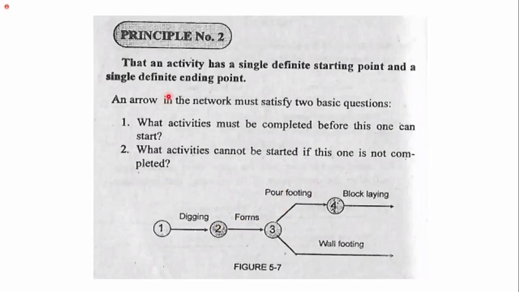Principle 2, that an activity has a single definite starting point and a single definite ending point. An arrow in the network must satisfy two basic questions. What activities must be completed before this one can start? The second question, what activities cannot be started if this one is not completed? So it's all about precedence lang. Dili ka maka-start sa next nga activity if wala pa nahuman ang nauna.